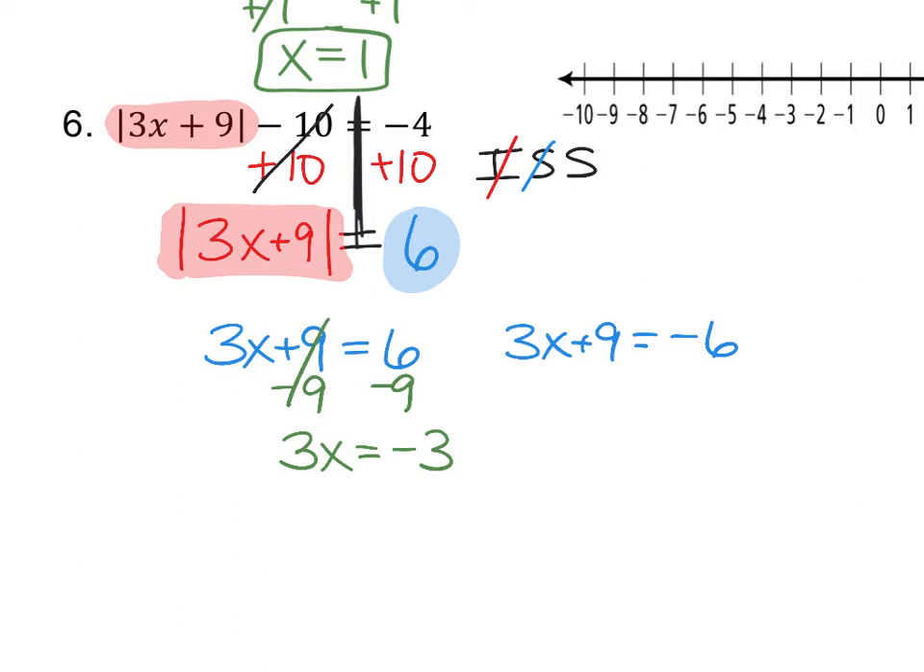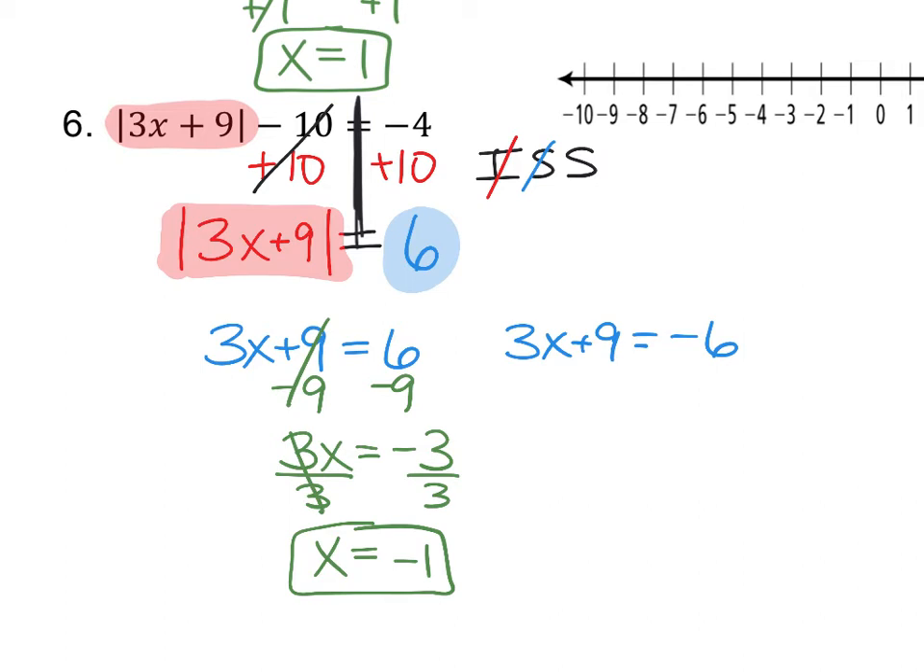Is the x all the way by itself? No, it's got this 3 in front of it. How do I get rid of multiplication? Division. So I'm going to divide both sides by 3 so the 3s go away. Not 3x, 3. That way x is going to be equal to whatever negative 3 divided by 3 is, which is negative 1.